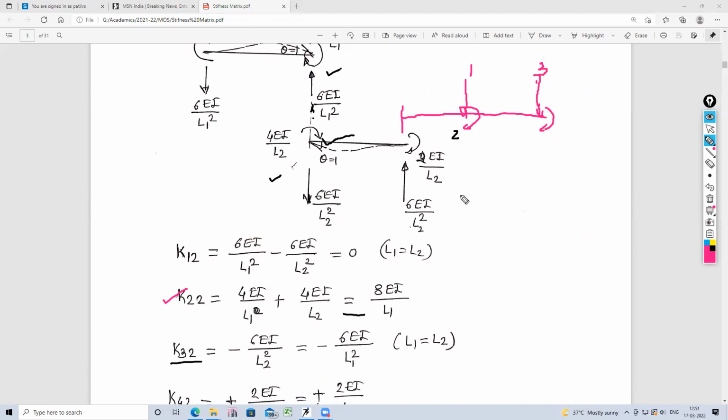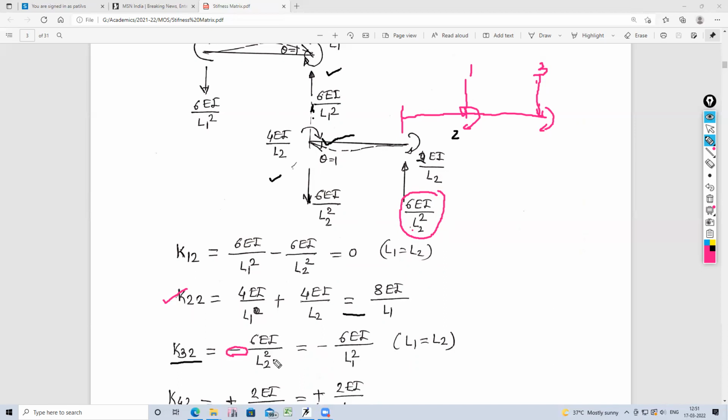So that means consider only the second part. So what is the force now? This is the force. What is the direction? The direction is upward now, and the assigned coordinate is downward. So this force produced is in the opposite direction to the assigned coordinate. Therefore this force will be minus, so this will be minus 6 EI upon L2 square.